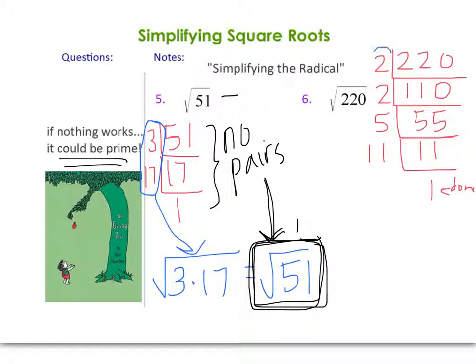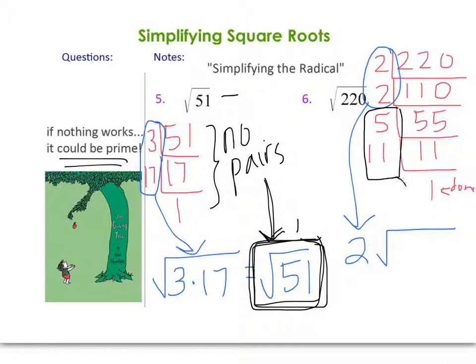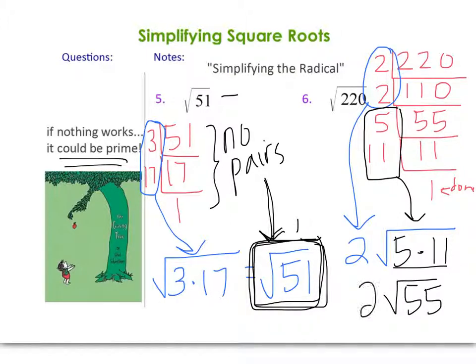So I circle my pair, and I put one of those on the outside of my radical. My remaining numbers that are not pairs go on the inside, and 5 times 11 would be the square root of 55, and I bring down my 2 on the outside. So this is simplifying the radical.